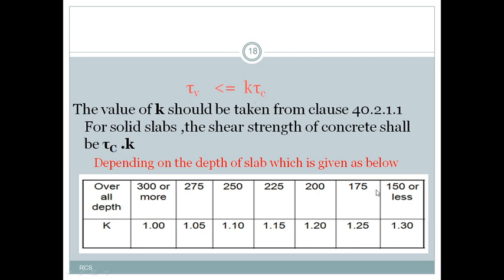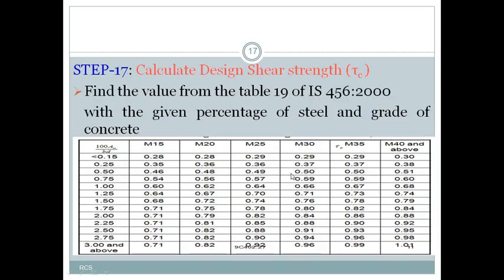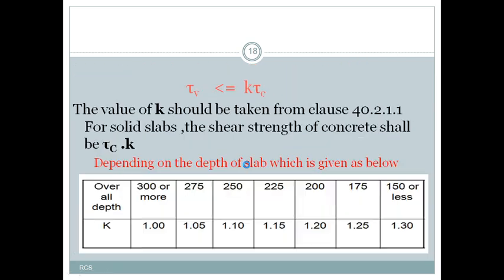Suppose your slab is 150 mm and tau c, which you can obtain from the table, is say 0.36. The tau c value will be 0.36 multiplied by 1.3. This total factored value must be greater than or equal to tau v. Then we can say our slab is safe against the shear. Generally, slabs are safe against the shear and its development length.